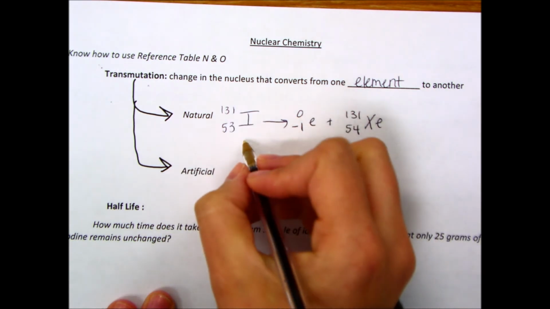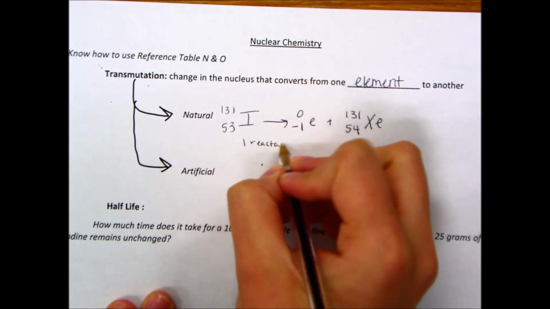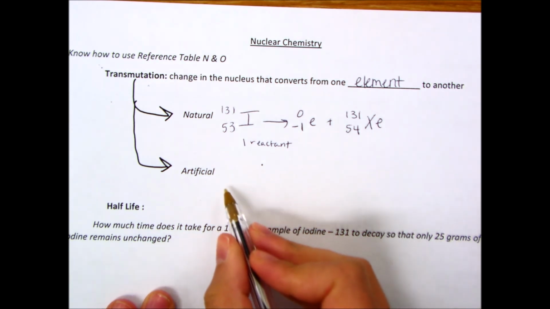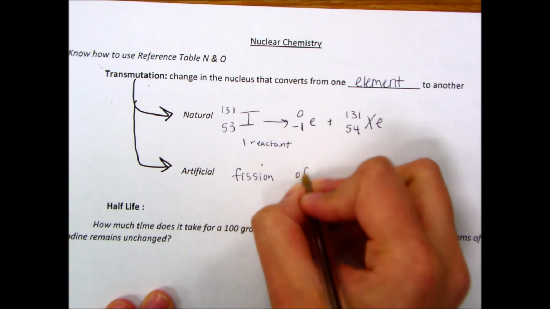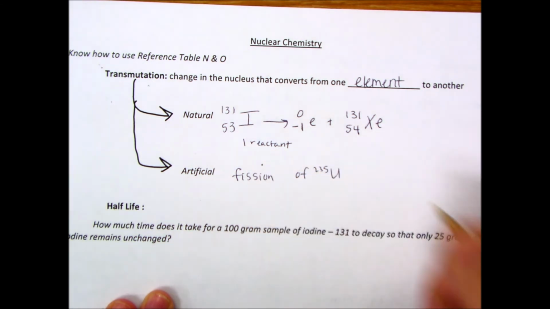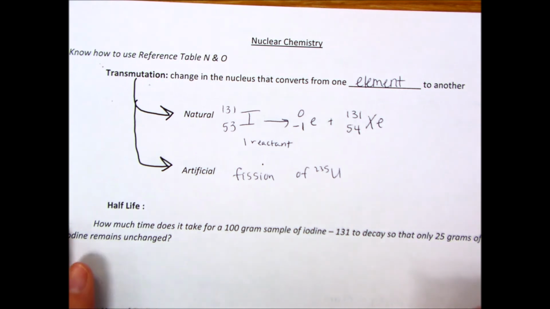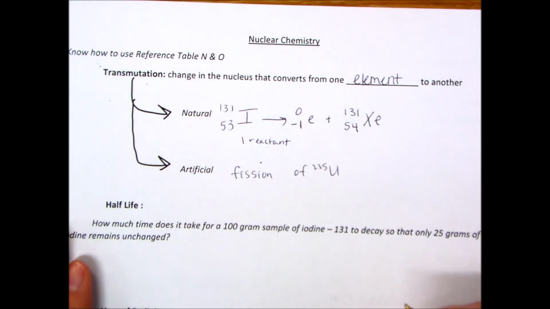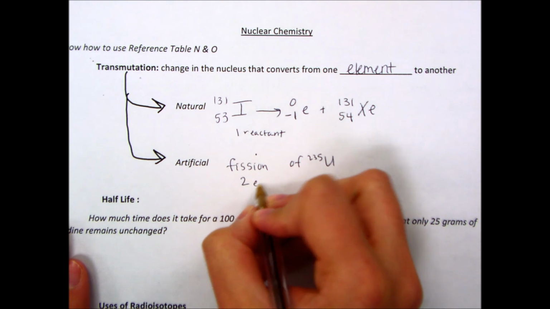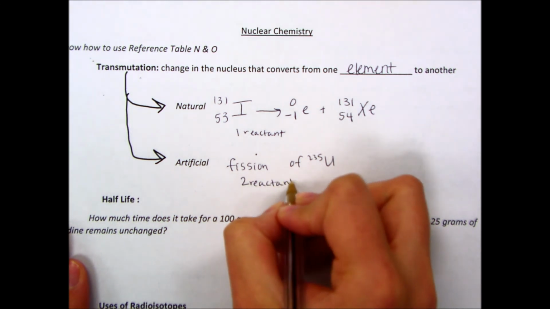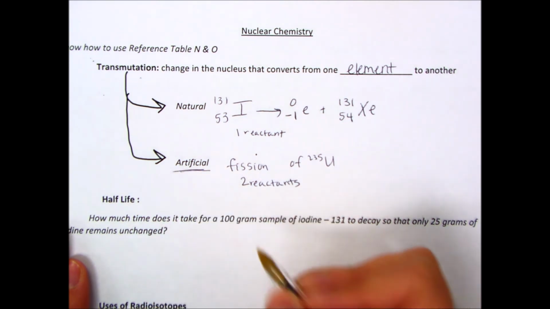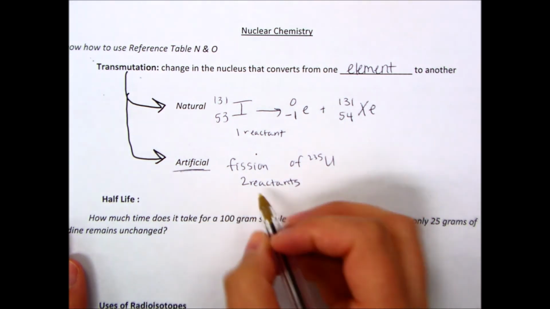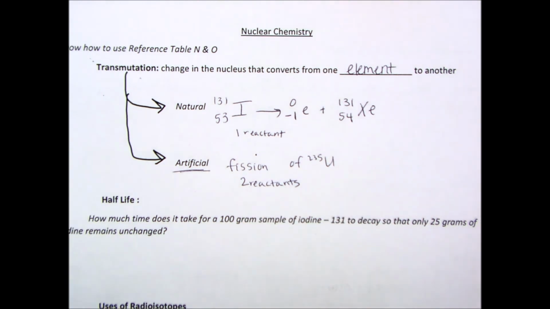This is natural. It's only got one reactant. Versus artificial, so an example of that would be like the fission of uranium-235, which you'll see in an example in the video. It'll pop up as a question. The fission of uranium-235 has two reactants. So it's an artificial transmutation. It doesn't happen on its own. It needs another particle to collide with it to get this process to take place.